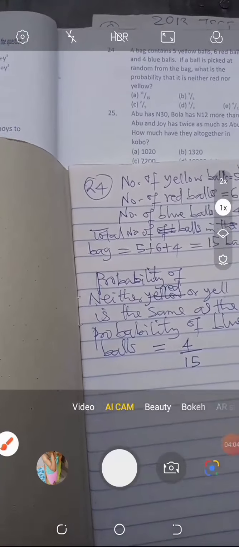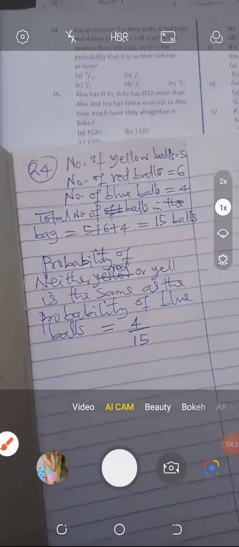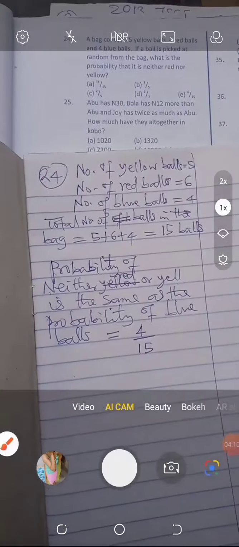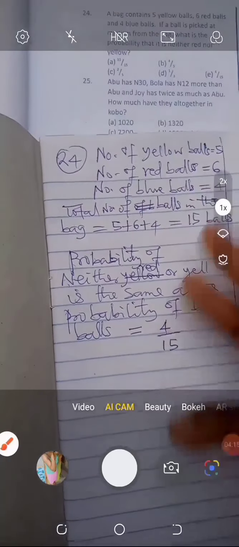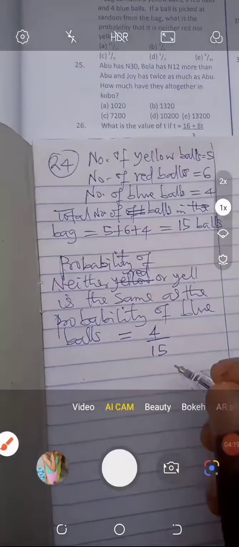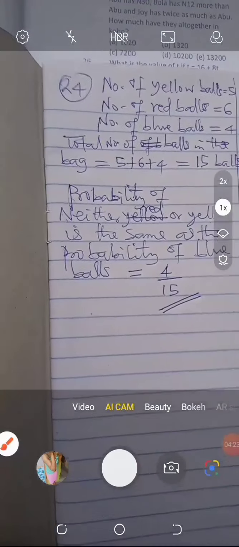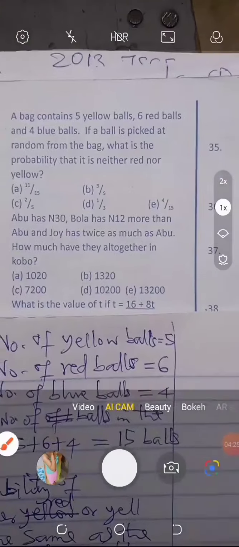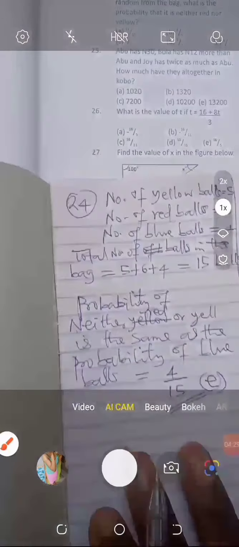Remember I told you that probability is the number of required outcomes all over the number of total outcomes. So our required outcome is the blue balls we are looking for, and the total outcome is all the number of balls. That will remain in that form because nothing can divide it, since no common number can divide 4 and 15. So that would be our answer. If you go back to the options, our answer is E. So I've indicated that E.